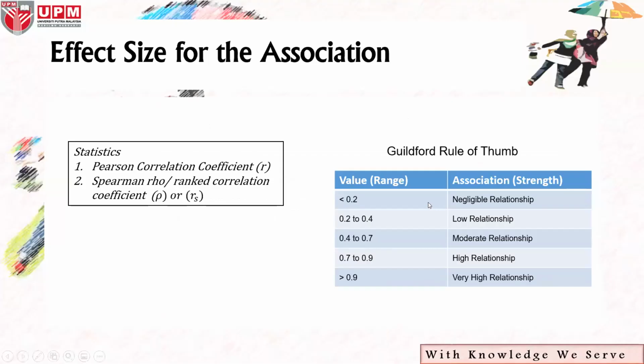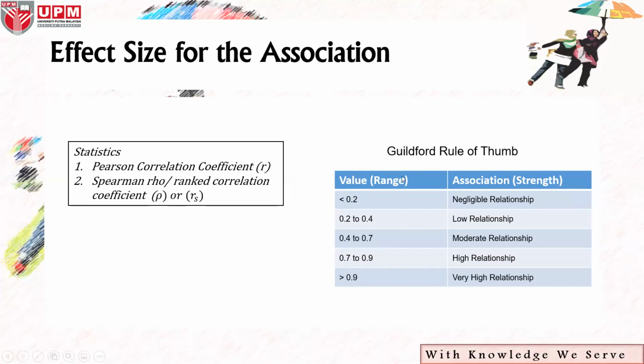Okay, so to determine the effect size for the association, most of the time we use Guildford rule of thumb. There is another one actually, but it's okay. I just introduce you to the Guildford rule of thumb. For the effect size for the difference just now we used Cohen's d, but for effect size for association we use the Guildford rule of thumb. Peraturan ibu jari Guildford.